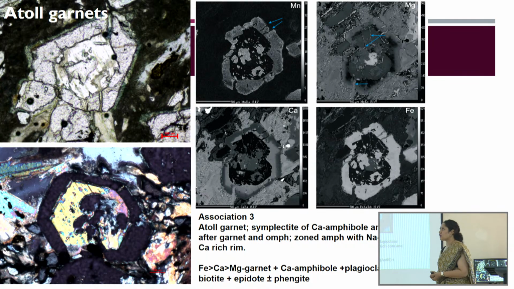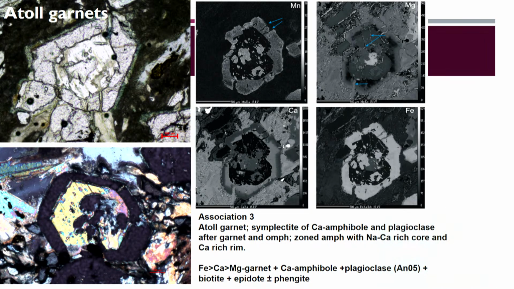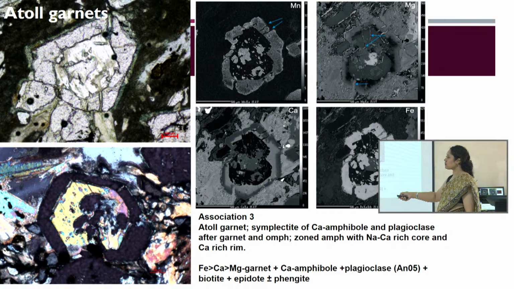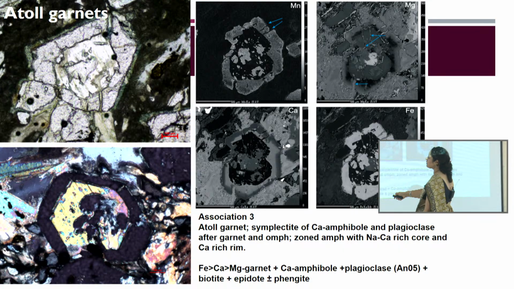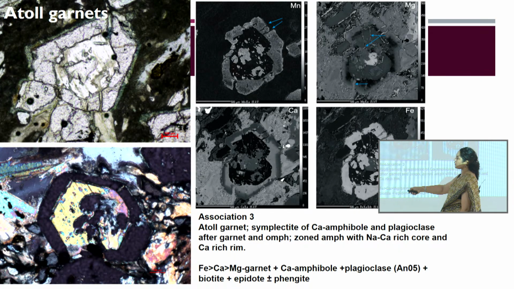Atoll garnets, another very fascinating observation that we found in these samples. So you have whole porphyroblastic garnets, okay, which are full of inclusions, and you also have garnets which have a central part which is completely occupied by another mineral. So here it's phengite, the mica, which is occupying the central portion, or I would say this is the central core, and then you have a mantle region which is now occupied by phengite.